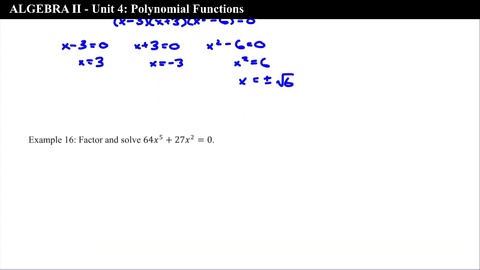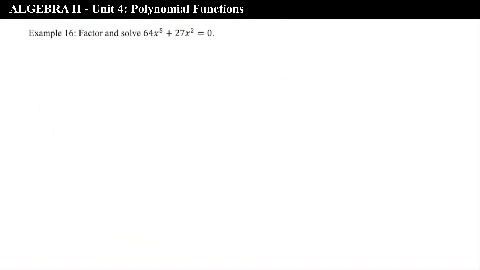All right, on to example 16. So this one, let's look at our first 2 terms, or our only 2 terms. Before we do anything else, we always want to check, is there something we can factor out at the start? And in this case, there is. We can factor out an x squared. And that leaves us with a 64x to the third plus 27. Well, now we can factor this because this is a sum of cubes. So the x squared is going to come along for the ride. Don't forget to leave that out.